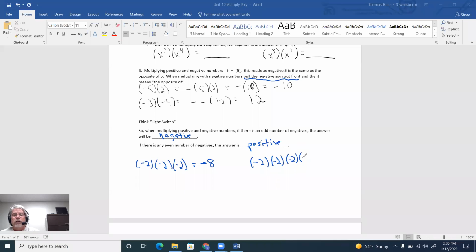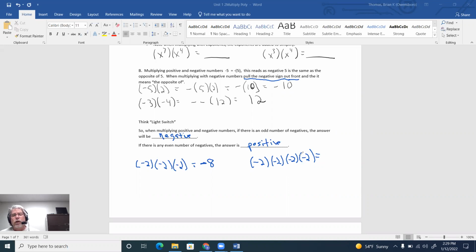So times another -2. Notice how there's 1, 2, 3, 4 negatives. So like a light switch: negative, positive, negative, positive. It just goes back and forth, and it ends up on the positive switch, if you will. So it's a positive answer.